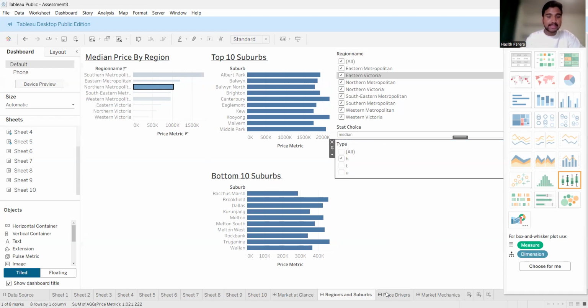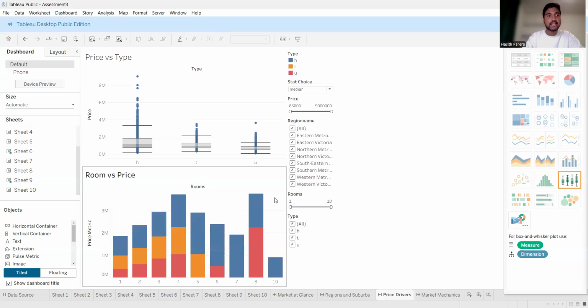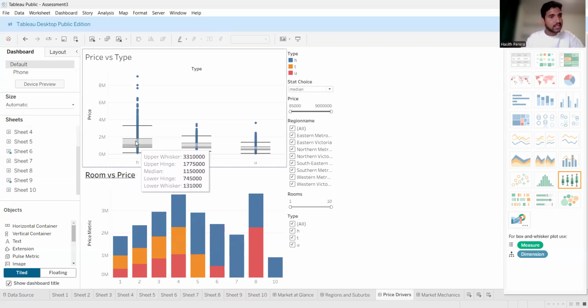So let's move on to the next dashboard, which is the price drivers. Here, what I'm trying to show is how price and type are correlated, basically how the type influences the price, and also how the number of rooms in that house influences price. If you look here, houses have the highest outliers, which means houses are the most expensive in Victoria, Australia. As you can see, this goes nearly to $9 million, my bad. And this goes to the lowest as well.